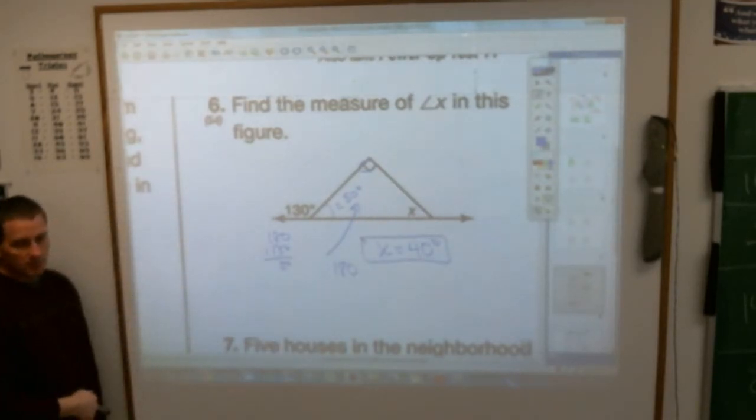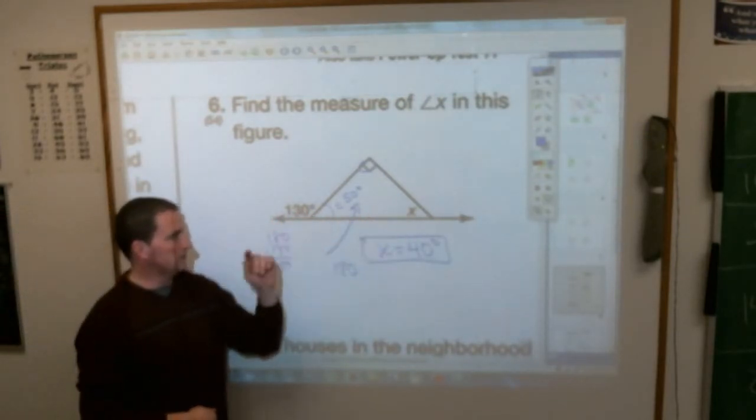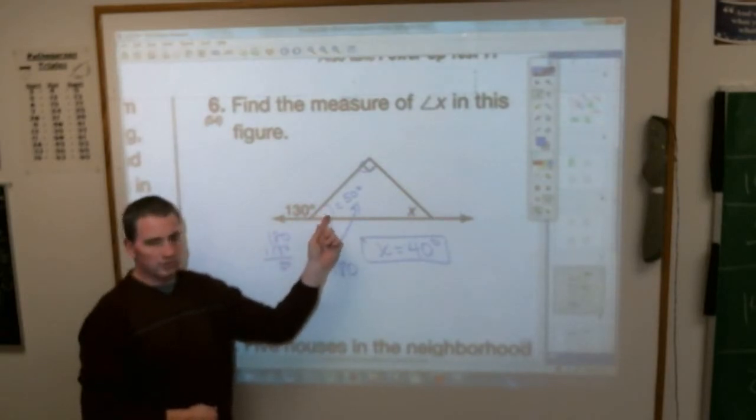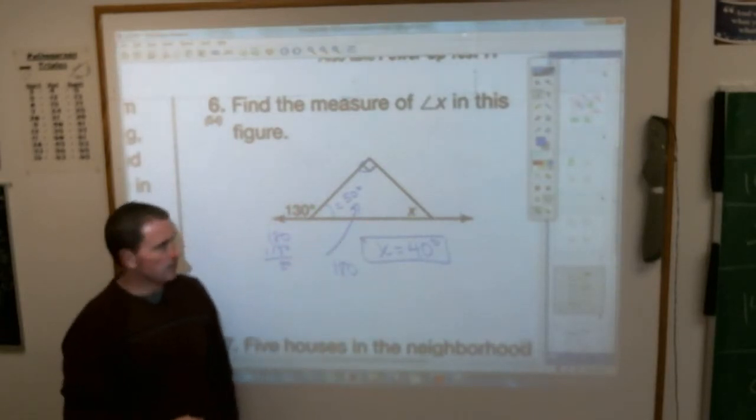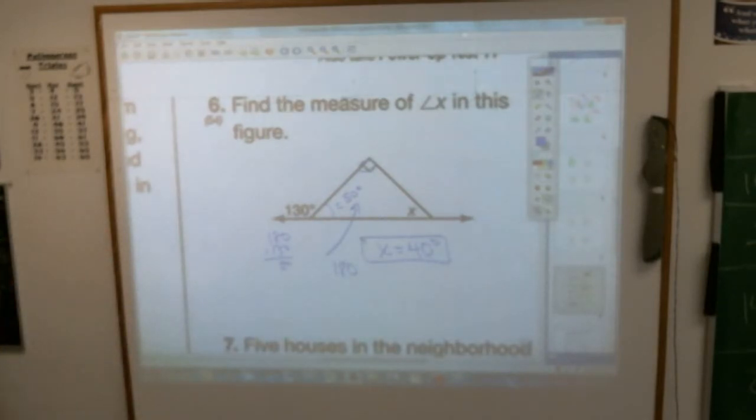Cameron? I used 130 and then 130 plus X equals 180 degrees. But it doesn't. 130 plus X doesn't equal 180. 130 plus this one you don't know. We have no formulas or things that say that. You don't have two parallel lines cut by a transversal, so you can't call them whatever things. This is going to be a good problem.